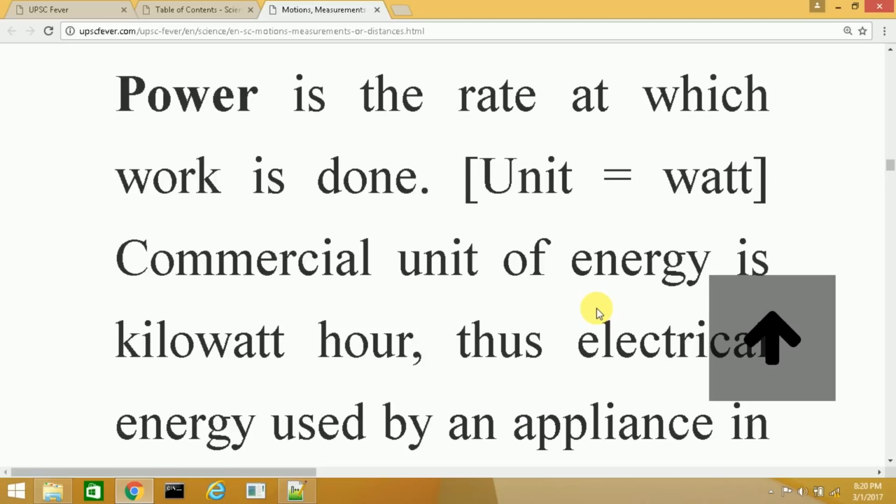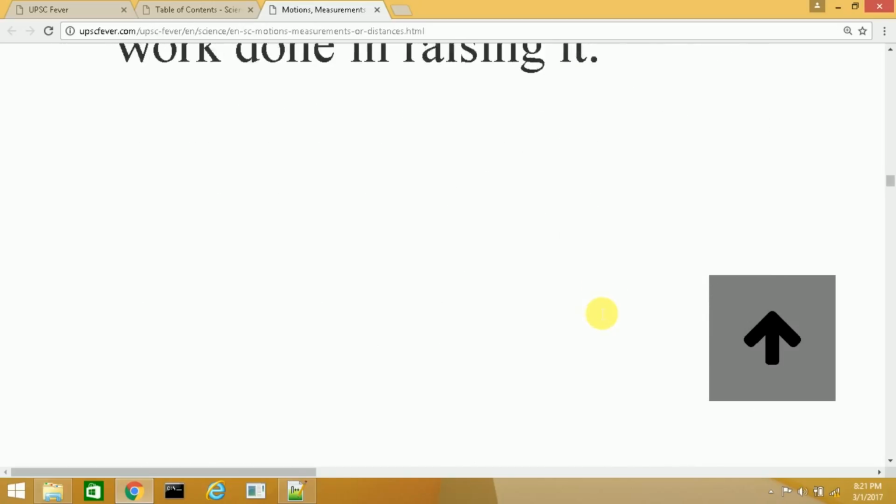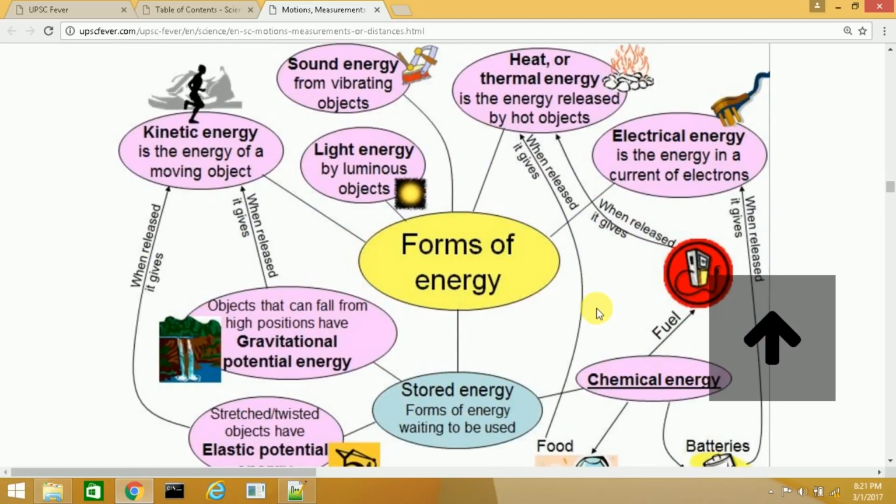An example is given to explain energy. When we stretch a bow, the potential energy that is stored in it gets transferred into kinetic energy when the bow is released, and so the arrow also is pushed forward. Similarly, when an object is raised, its gravitational potential energy increases, and when it is released, this potential energy is converted into kinetic energy. So there is a diagram here to explain the various forms of energy.